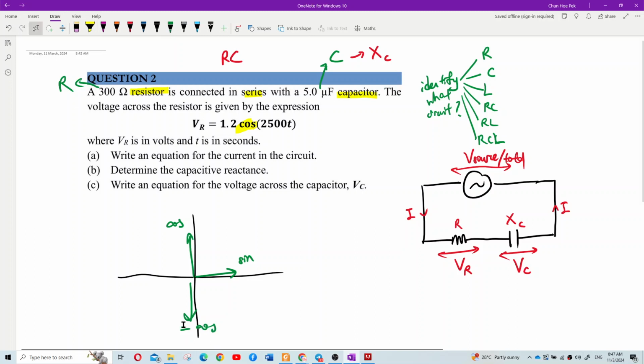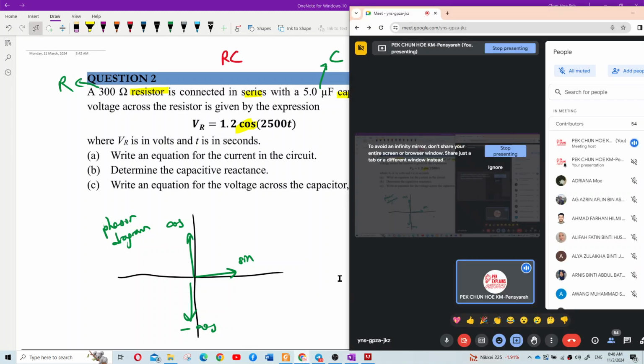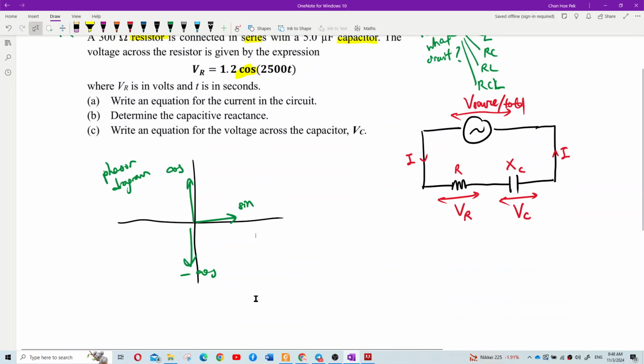Remember this, class? Do you remember the phasor diagram? I taught you already. Do you remember this? Over here is sine, above is cos, below is negative cos. Okay, so let's look at this one. Good that you remember this one.